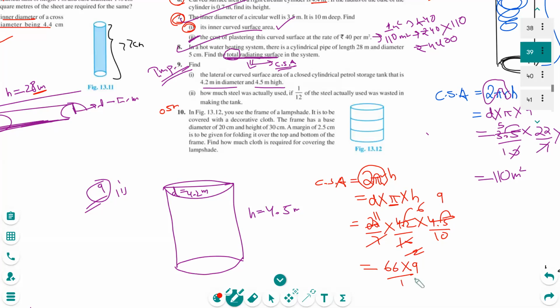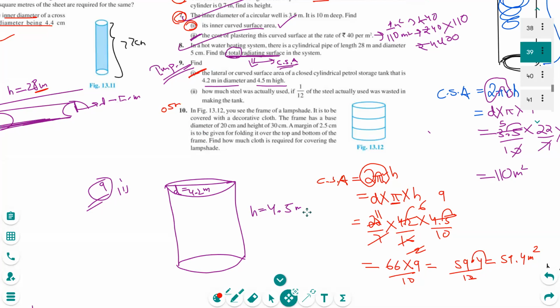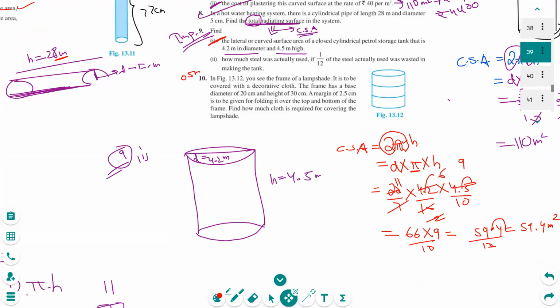66 times 9 divided by 10. If I multiply 66 by 9, I will get 594. Then 594 divided by 10. The decimal will come here because of 10. So it will be 59.4 meters square. So my first part is done. Is this clear to everyone? Yes, sir.